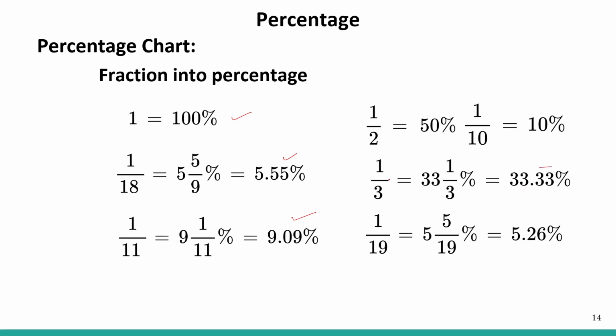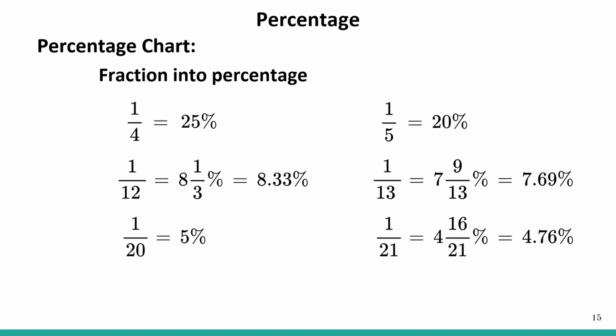So 1 by 2 is equal to what? It will be 50%, and 1 by 10 is 10%. There is no mistake here, there should just be a comma. So 1 by 2 is 50%, and 1 by 10 is 10%. Okay, so let's see the next percentage chart.